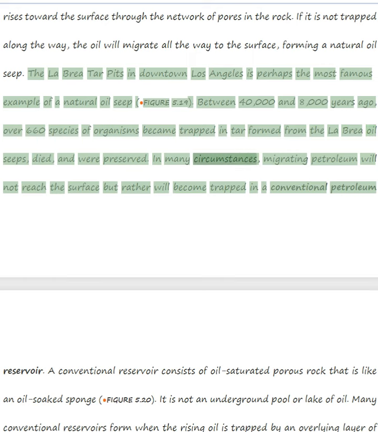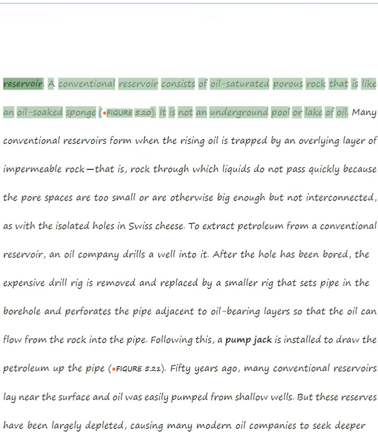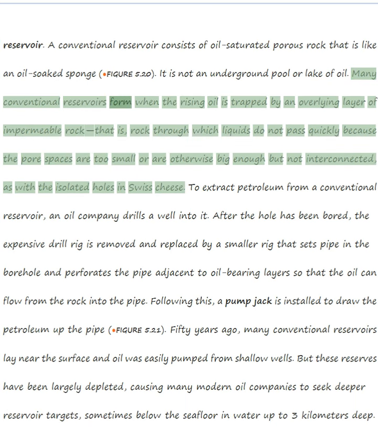In many circumstances, migrating petroleum will not reach the surface but rather will become trapped in a conventional petroleum reservoir. A conventional reservoir consists of oil-saturated porous rock that is like an oil-soaked sponge. It is not an underground pool or lake of oil. Many conventional reservoirs form when the rising oil is trapped by an overlying layer of impermeable rock, that is, rock through which liquids do not pass quickly because the pore spaces are too small or are otherwise big enough but not interconnected, as with the isolated holes in Swiss cheese.